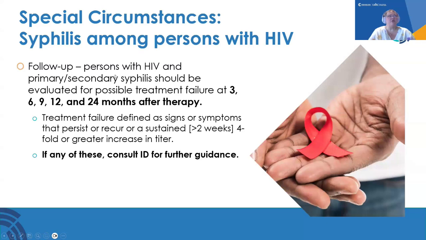Follow up for those with primary and secondary syphilis when they're treated is going to be much more often. It's 3, 6, 9, 12, and 24 months after therapy to make sure that the titer is going down fourfold instead of staying the same or even going up. If the titer does not start to go down or is sustained for over 2 weeks, or if there's a fourfold greater increase in titer, we need to consult infectious disease for further guidance.